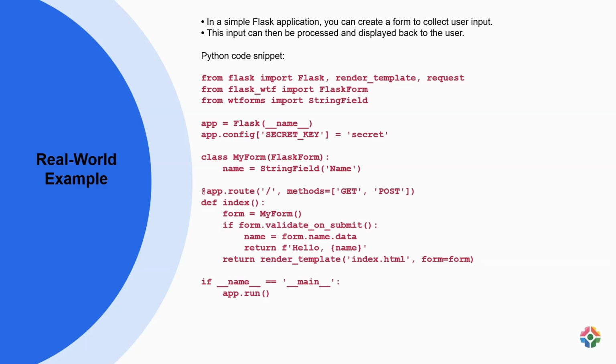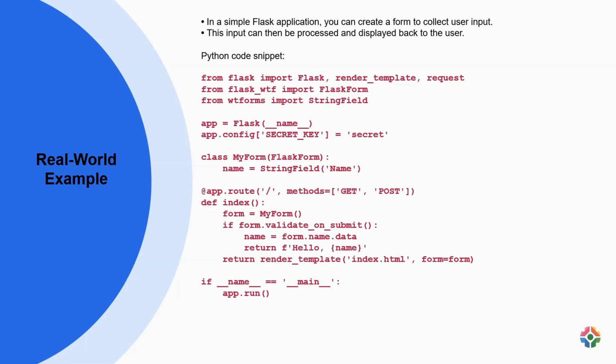Upon defining the form and its fields, the back-end logic involves creating a route, typically the root route /, that processes the form input data. The route function, such as index, instantiates an instance of the form. Subsequently, it validates if the form has been submitted and, if so, retrieves the input data for further processing. For instance, the input data could be displayed back to the user within the application.